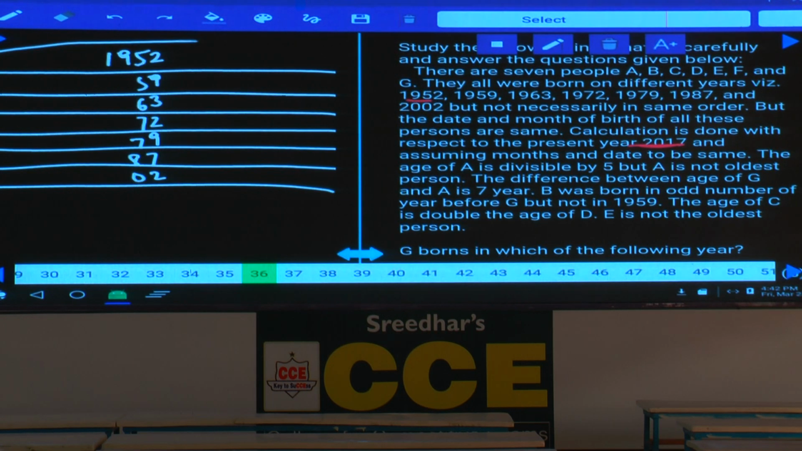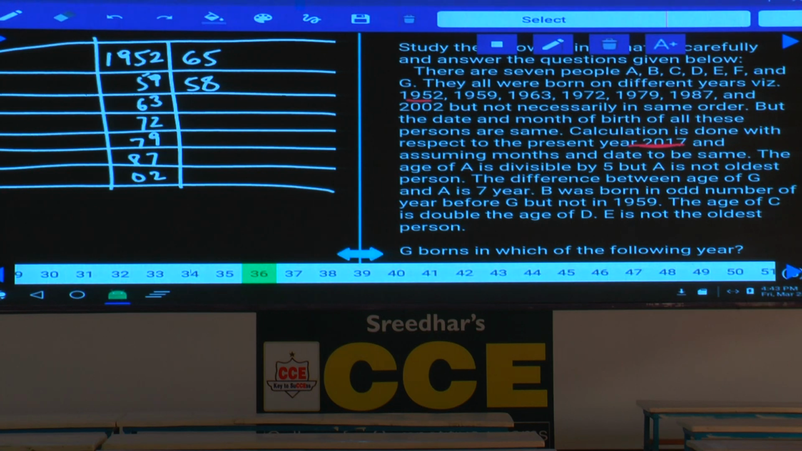Now 2017 is the base year. Then first we need to identify the ages of these persons with respect to the base year. Now 1952 and 2017, 48 plus 17, and this will be 65. The person who is born in 1952 is 65 years of age here. Then 52 to 59, how many years? Plus 7, and the age will be minus 7. And 65 minus 7 will be 58.